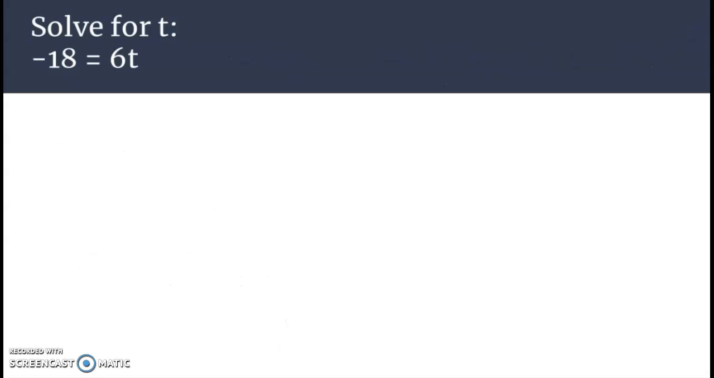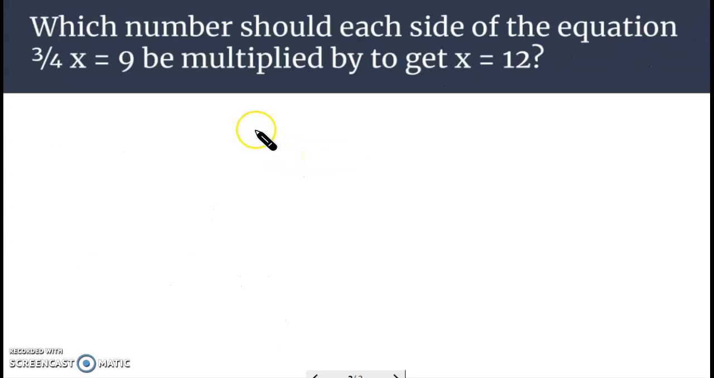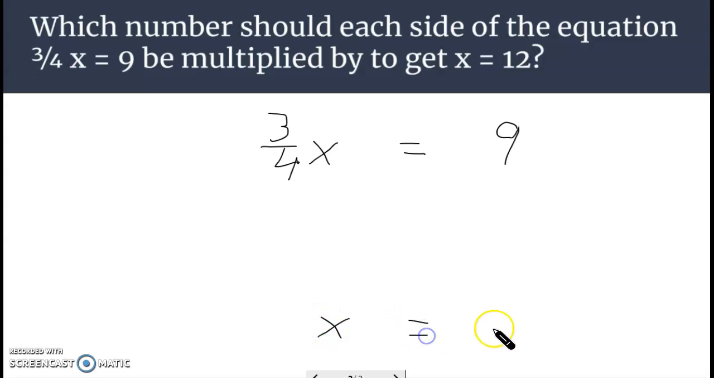On this last one, we work with fractions. The question is asking which number should each side of the equation 3/4 x equals 9 be multiplied by to get x equals 12. So in essence, we are going to tell you the answer, but the key is to figure out what we did to both sides of the equation to get an answer of x equals 12.